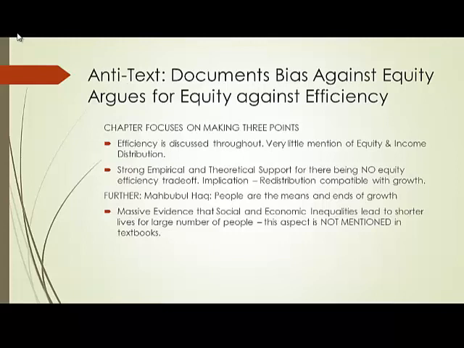So the Hill and Myatt chapter focuses on making three main points. First, that the textbooks are biased towards efficiency, and how are they biased? They discuss efficiency throughout the text. They don't mention equity or income distribution, except maybe in the late parts. So that's one part, documenting. The second part is that, since people have been studying this issue, we have found strong empirical and theoretical support that there is no equity efficiency trade-off. That is, if we try for equity, it will not actually hurt efficiency, contrary to the arguments being made in textbooks.